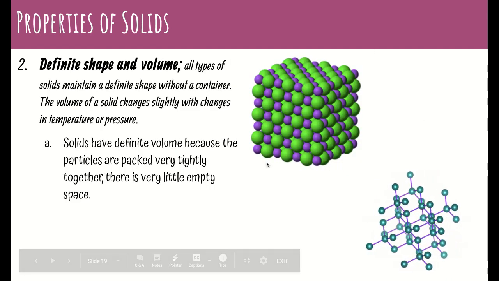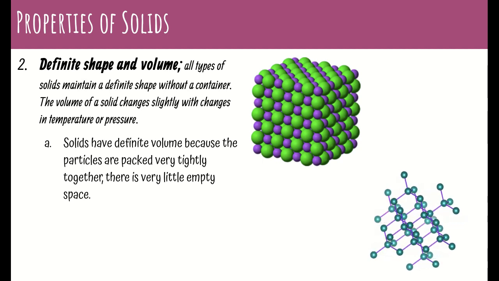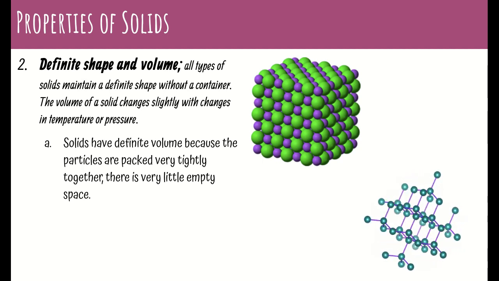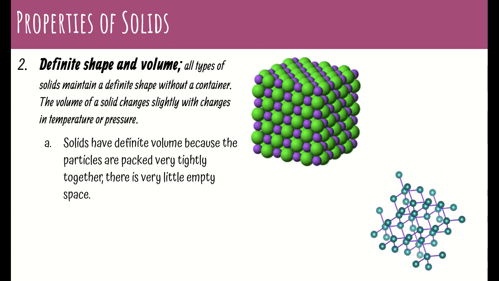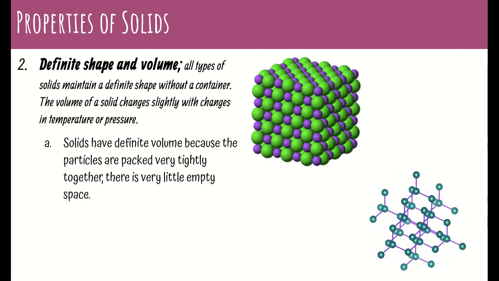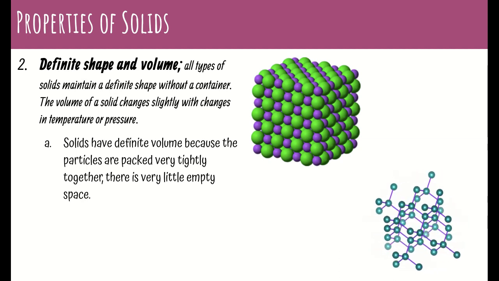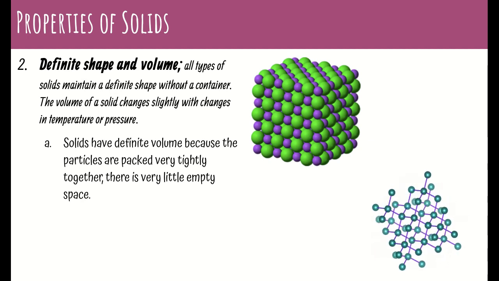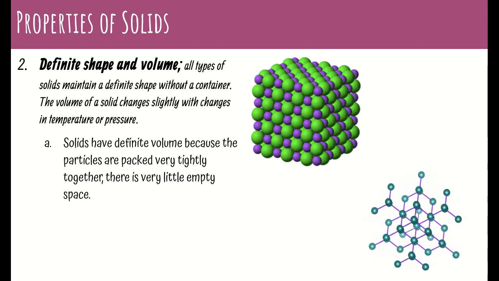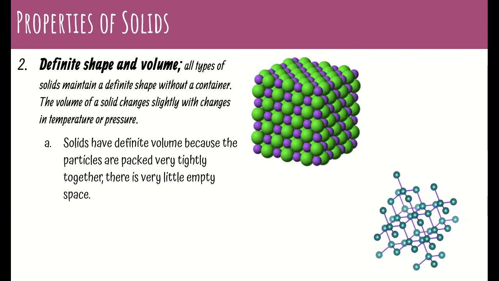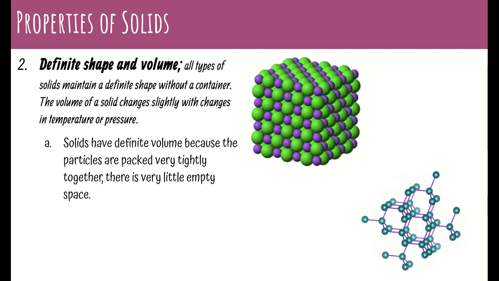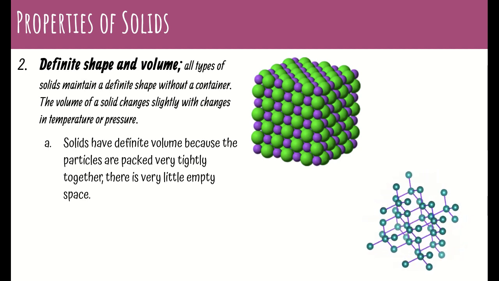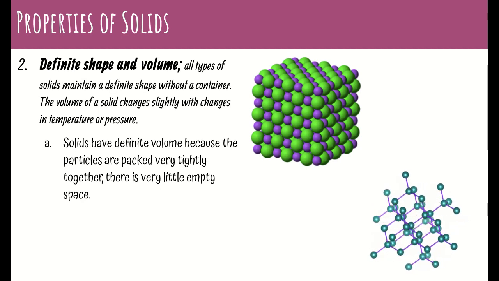A crystalline structure, which is most solids, has a definite shape and volume. Solids in general are going to maintain their shape and their volume. They're not really going to change at all. It can change a little bit with pressure and temperature, but for the most part, your solid particles are very close to one another already, and it would be difficult to compress them or change them anymore.